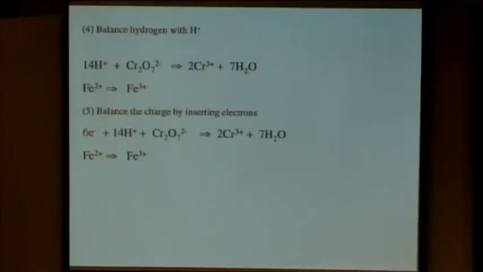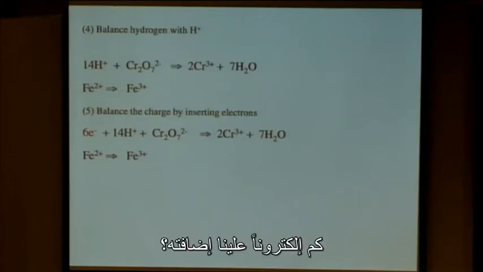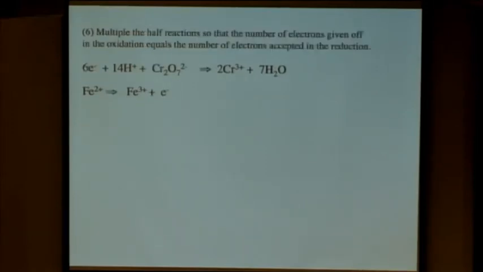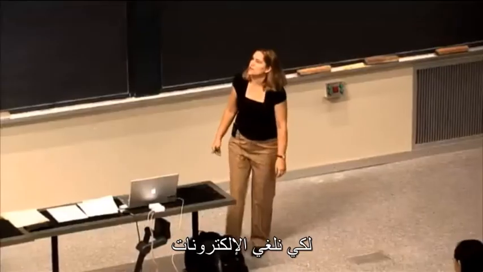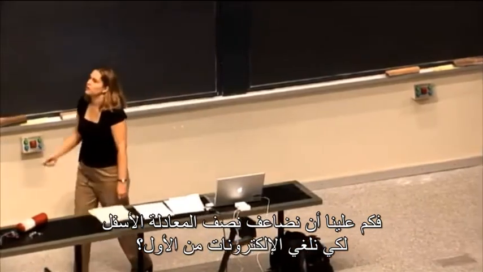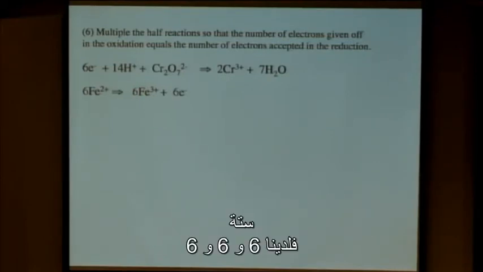So what about the bottom? Finally, we get to do something with the bottom one. So we add how many electrons? 1. Right. Okay. So now our charge is balanced. Now we want to multiply up one of the half reactions so that the electrons are going to cancel. And what do we have to multiply the bottom equation by so that the electrons cancel with the first? 6. So we have 6, 6, and 6.